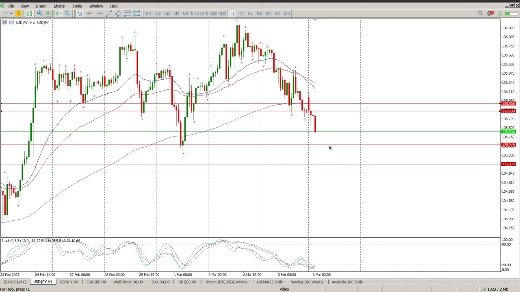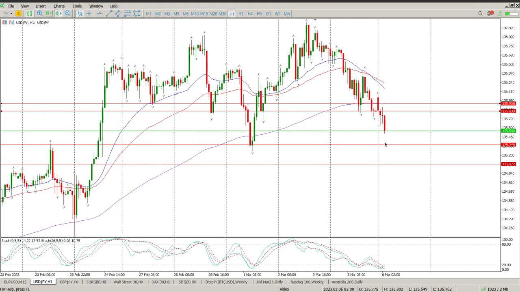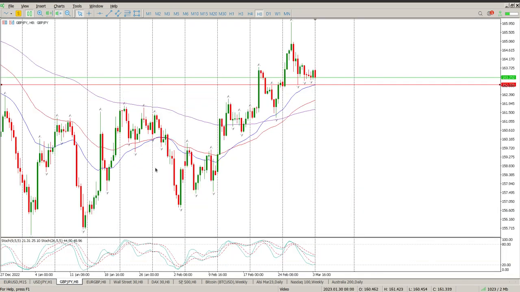First target would be 153,348, and then second target is going to be 135,079. Then what I would expect is if we do break through that, I'd want to see a retest of that zone before jumping back in on another short. So that's looking fairly interesting as well.